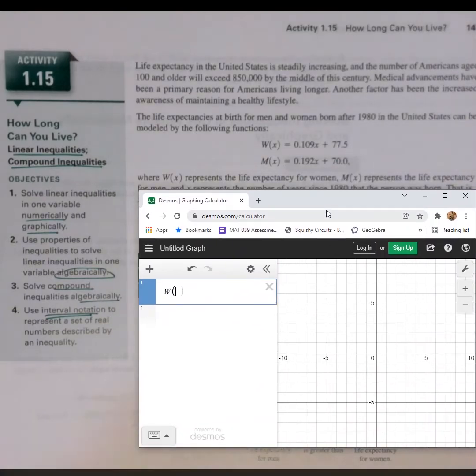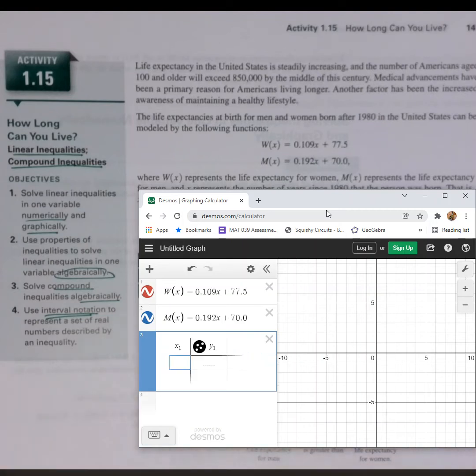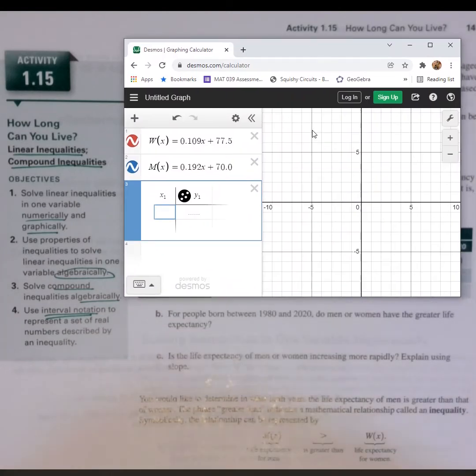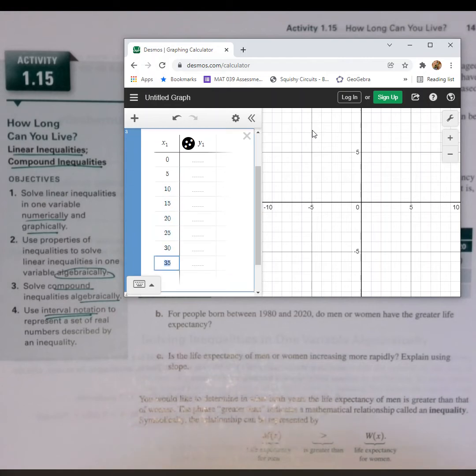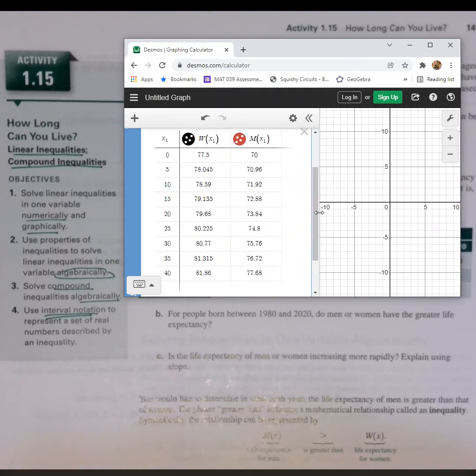Enter my two functions. W of x equals 0.109x plus 77.5, and m of x equals 0.192x plus 70.0. And then we want a table, and we need values counting by fives for our inputs, all the way up to 40. And then for our outputs, we want to use the W function, input the x1 column, and then the M function, input the x1 column. I'm just going to make this a little wider so I can see outputs for both of those.